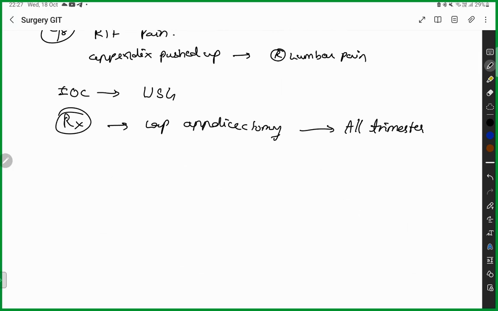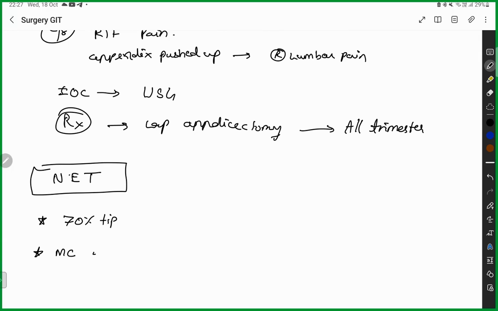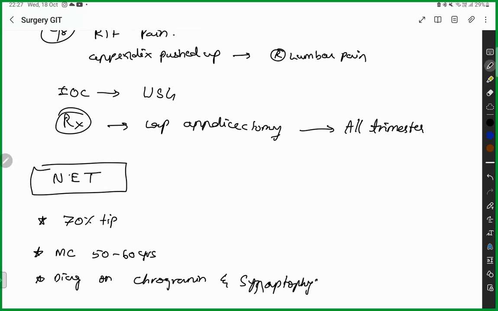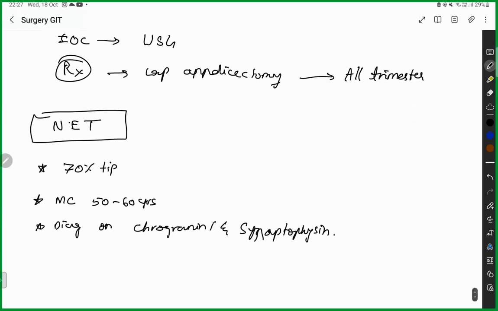And finally, we are going to move towards the neuroendocrine tumors. Neuroendocrine tumors of the appendix we are going to talk about. 70% are going to be at the tip, remember. Most commonly it occurs in the age group of 50 to 60 years. And the diagnosis is going to be based on chromogranin and synaptophysin. Chromogranin A to be specific.